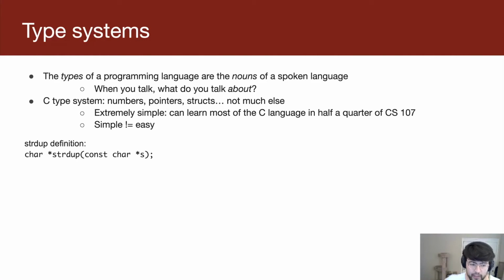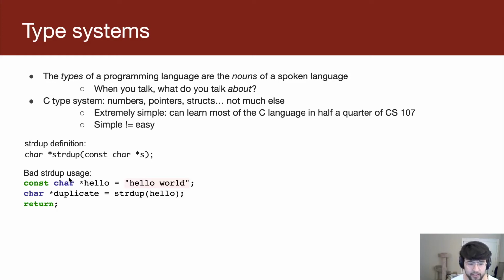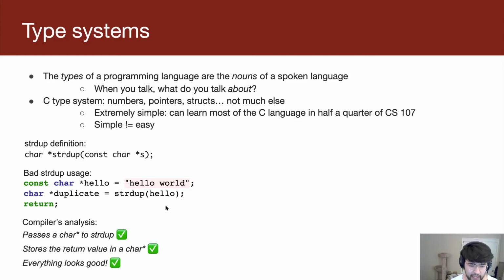This is the C code, right? It takes a string and it returns a string. Actually, the compiler doesn't even know what a string is. It just knows that you have a pointer to a sequence of characters. So it takes a pointer to a sequence of characters and it returns a pointer to a sequence of characters. If you use this incorrectly, you might have some string and receive this in a char star, and then you return. And the compiler will analyze this and it will say, hey, you passed a sequence of characters to strdup. You took the return value and stored it as a sequence of characters. Everything looks good. Nothing wrong with this code.